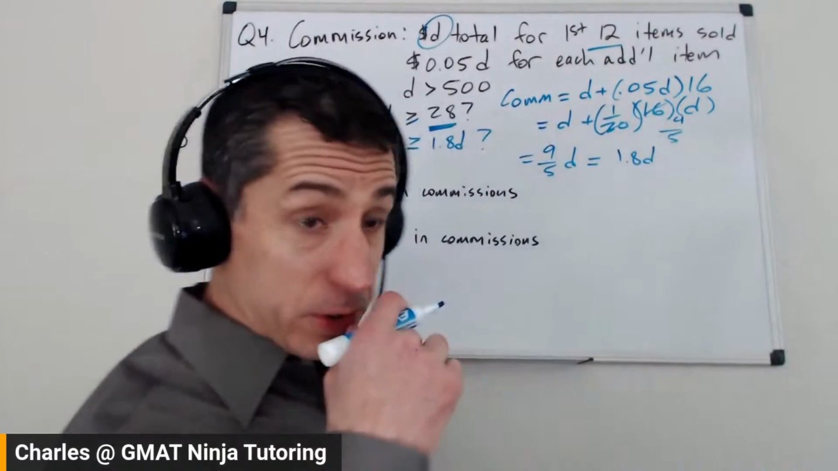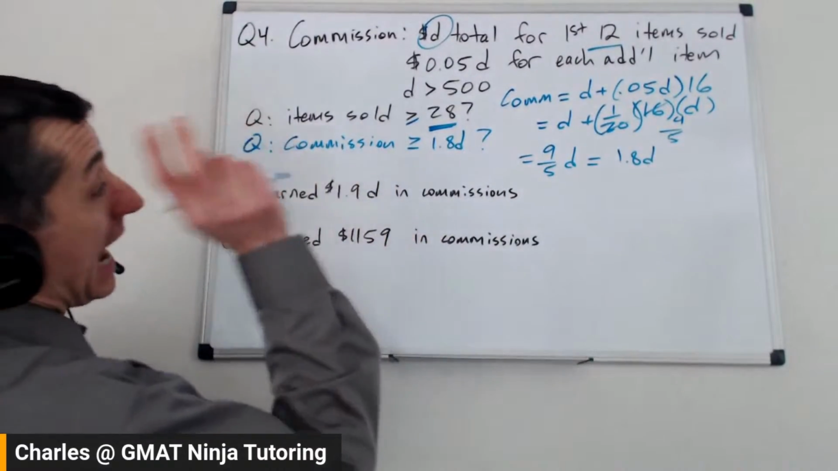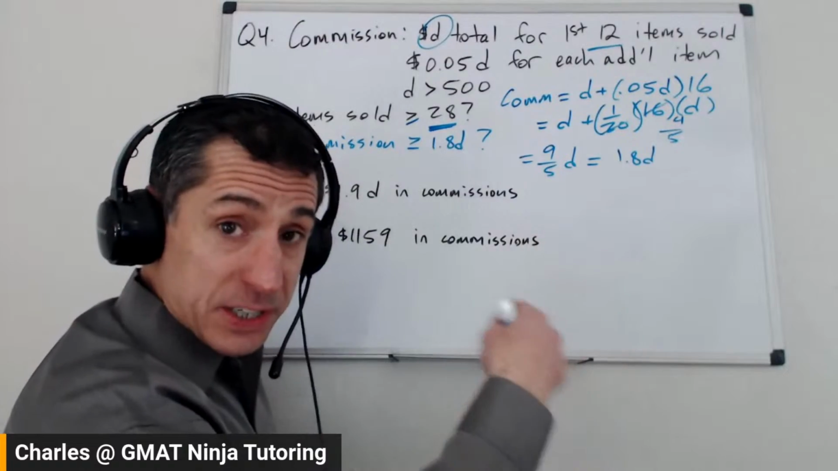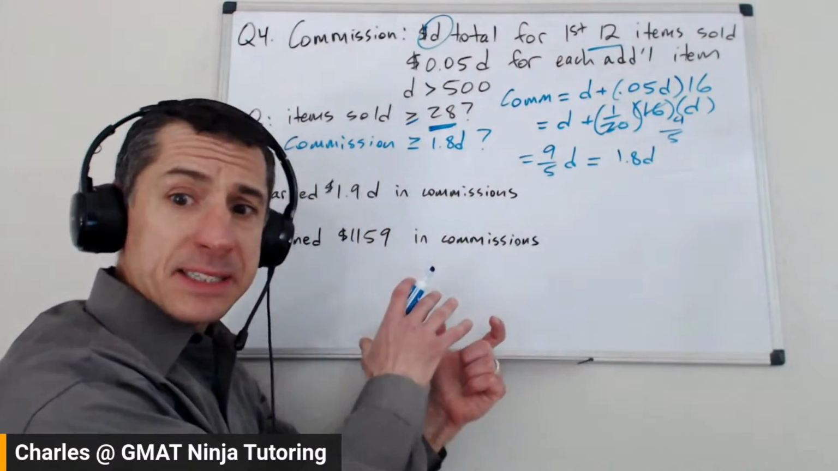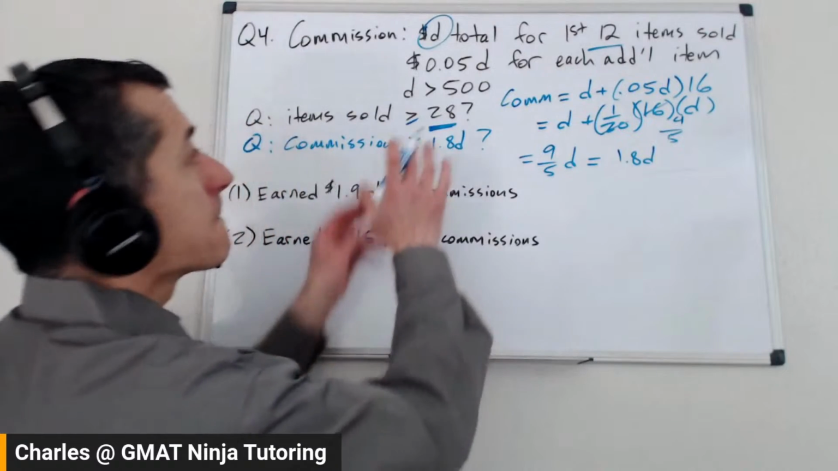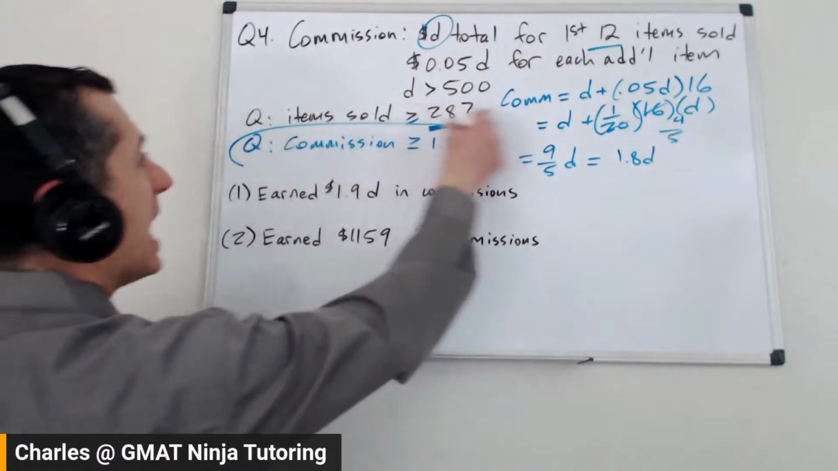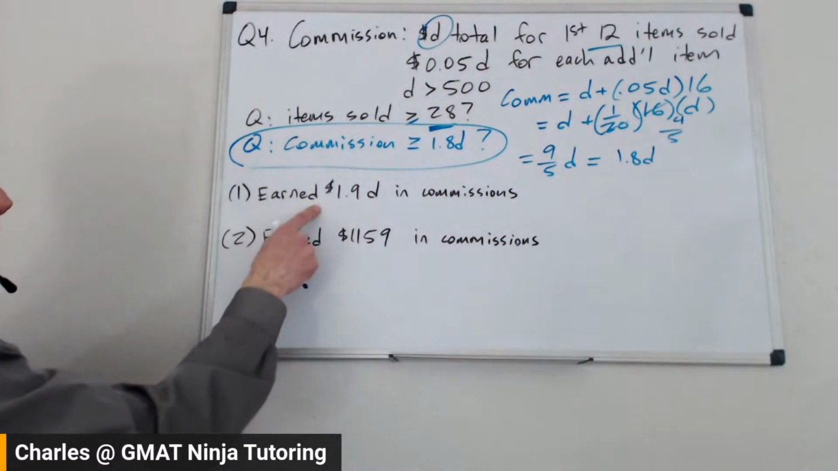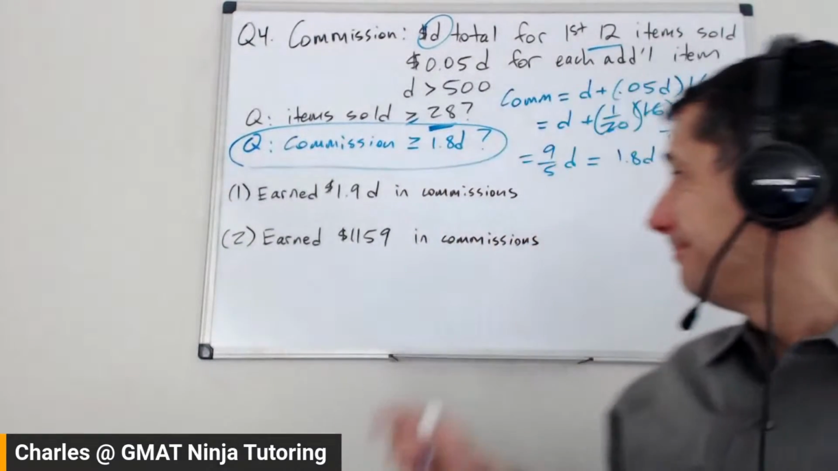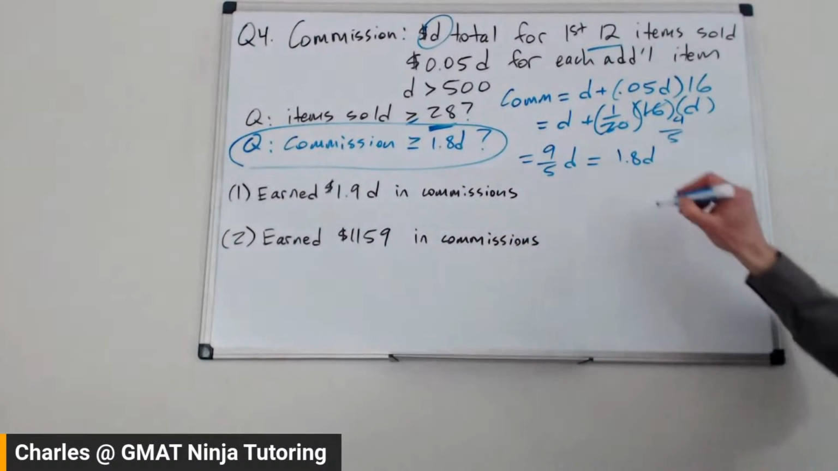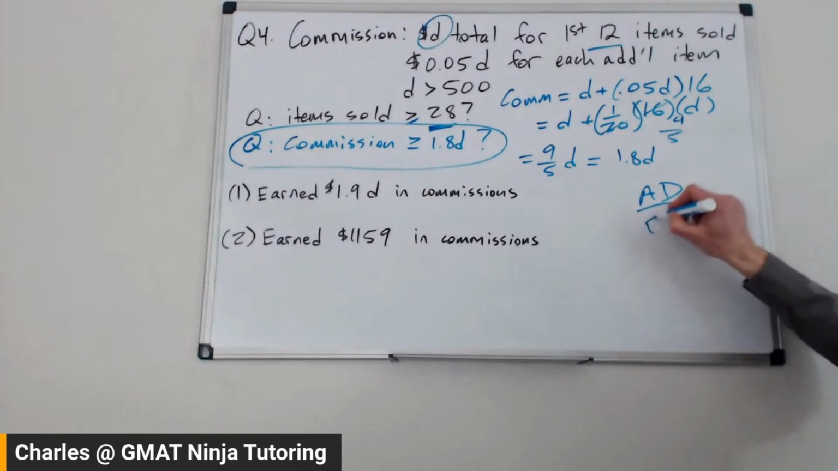I've been teaching for more than 20 years now, embarrassingly. I don't know, but there's a whole bunch of data sufficiency questions, always has been, where you get rewarded for doing this work up front. If you jump right into the statements, it can get you into trouble. All the work here, and look what we've got. Is the commission greater than 1.8D? And then right there in statement 1, she earned 1.9D dollars in commissions. So right there, we know that one's sufficient.